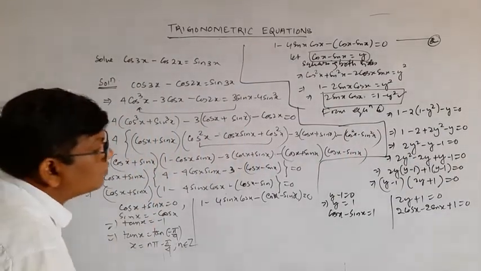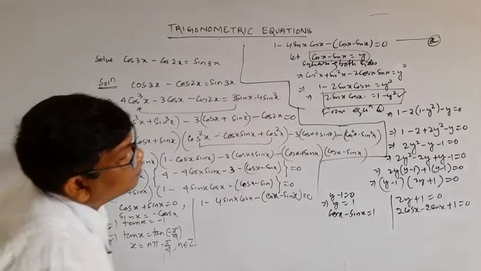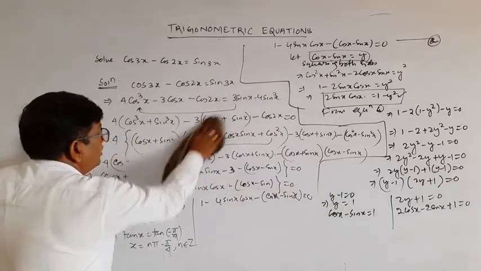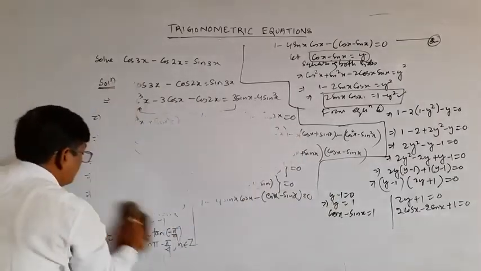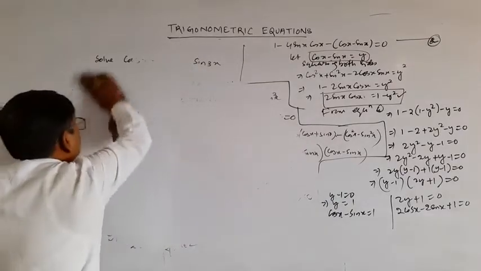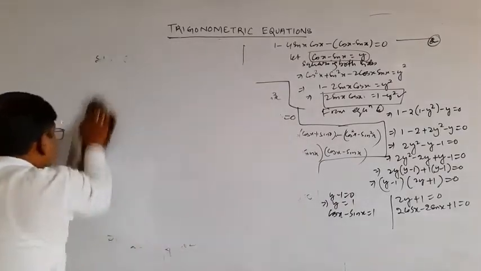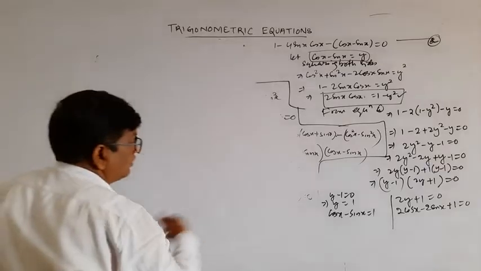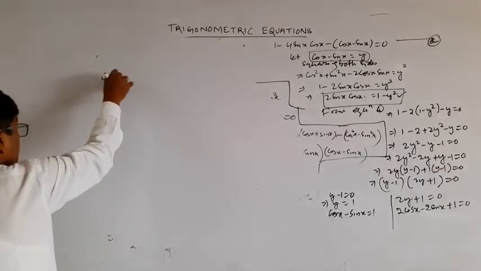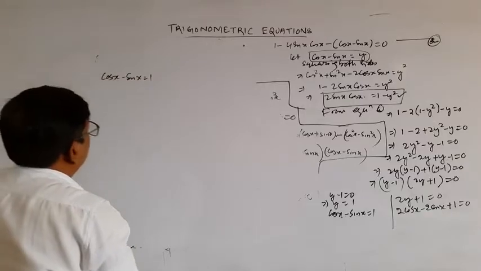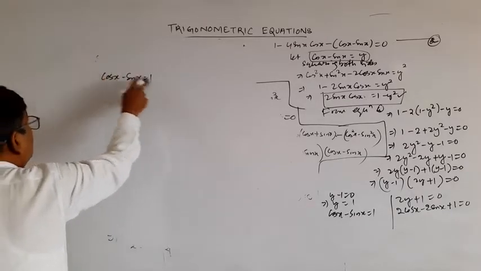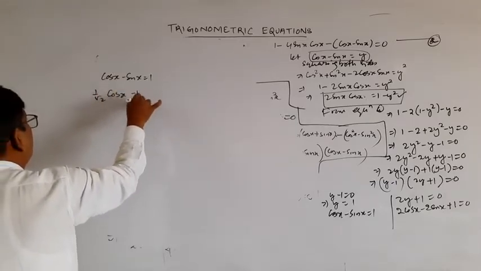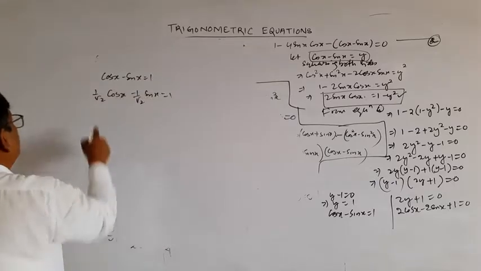Now here cos x, y minus 1, y minus 2y square minus, correct. So y minus 1 is equal to 0, and this is what? This is cos x minus sin x is equal to 1. Cos x minus sin x is equal to 1, divide by a, where a equal to 1, b equal to 1, divide by what? 1 by root 2. So 1 by root 2 cos x minus 1 by root 2 sin x is equal to 1.